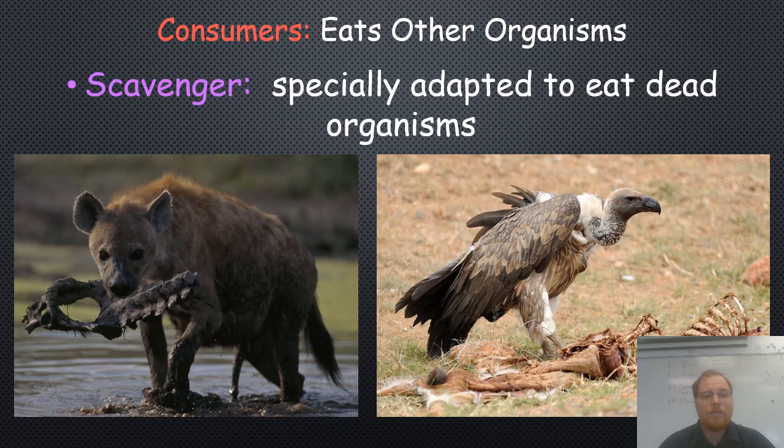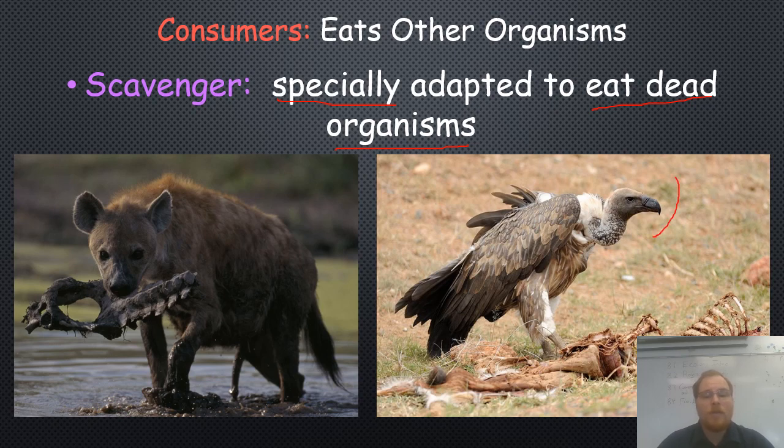Now, scavengers is a really broad category, and we can't really talk about their teeth because they are specially adapted to eat dead organisms. And it really doesn't have anything to do with the teeth. It's more like biology inside them, inside their organ systems and their organs. They are made to be able to kind of stand and eat the bad, nasty meat that's left over from carnivores after they're done with the kill.